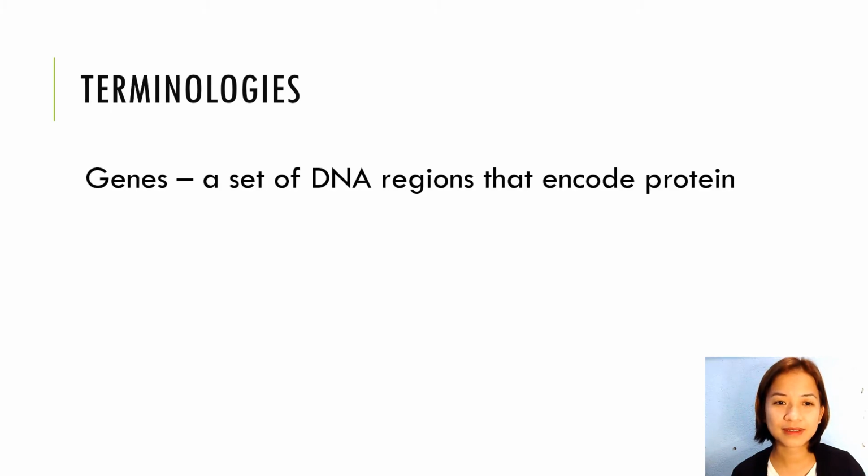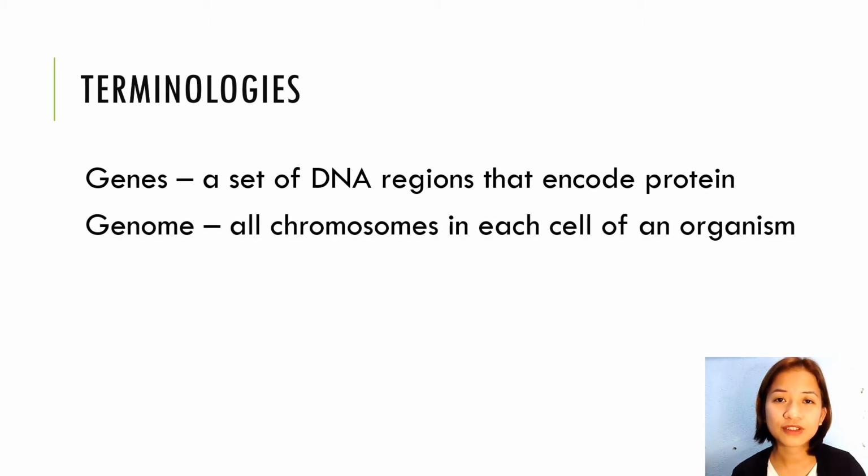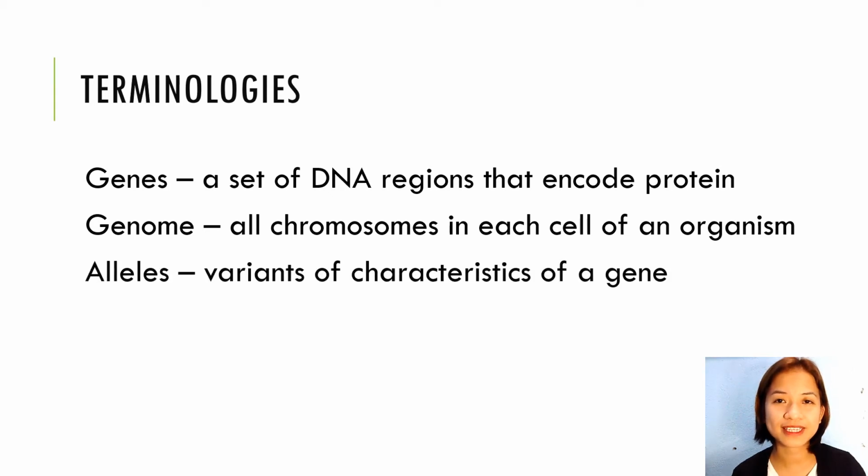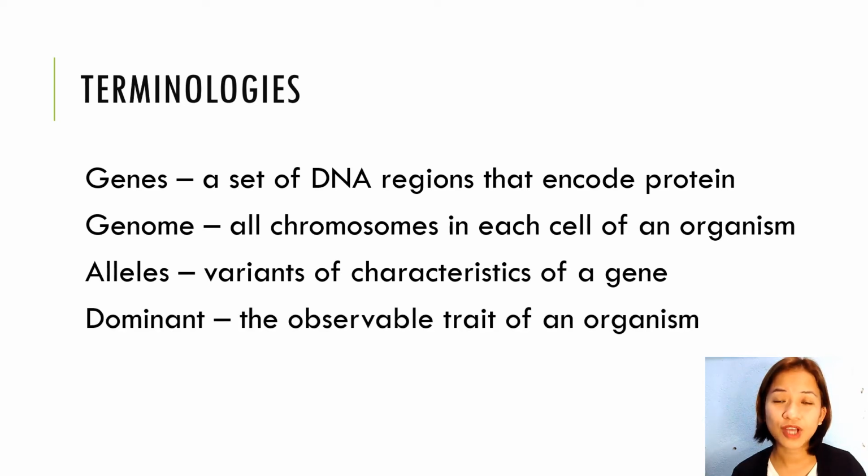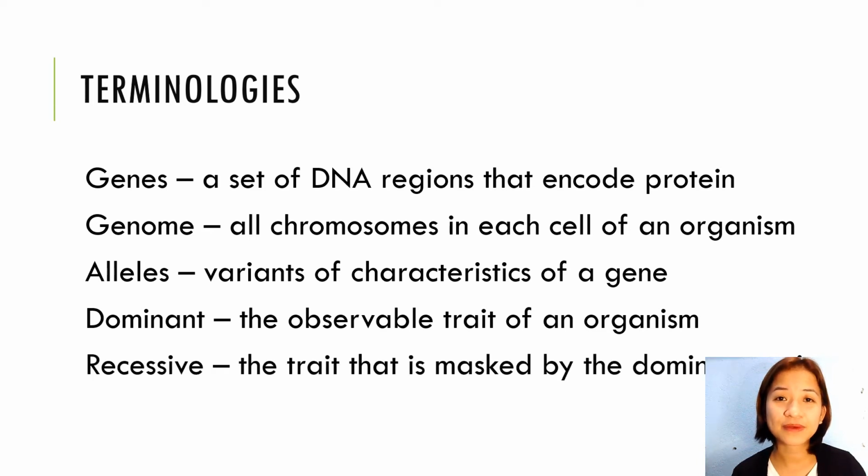The following are the terminologies that we will be using in the next topics. Genes, a set of DNA regions that encode protein. Genome, all chromosomes in each cell of an organism. Alleles, variants of characteristics of a gene. Dominant, the observable trait of an organism, and recessive, the trait that is masked by the dominant trait.